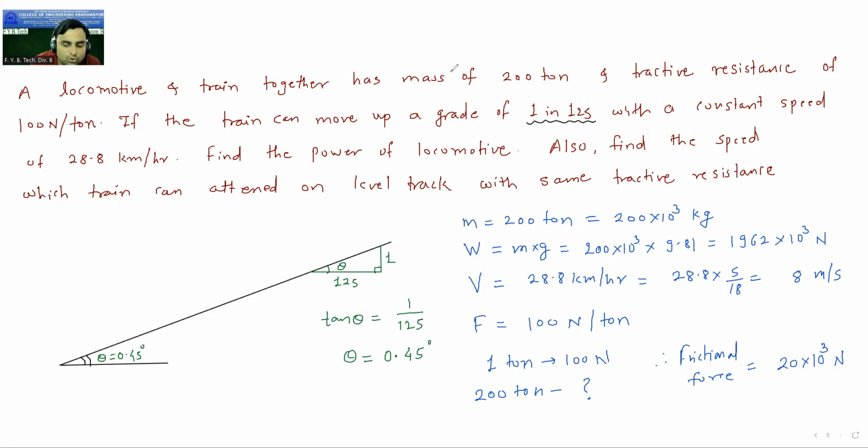Here we will draw the locomotive. So I will draw the train now. This is the locomotive total. Here somewhere the centroid is there. Now the weight will act vertically downwards. So this is the weight.